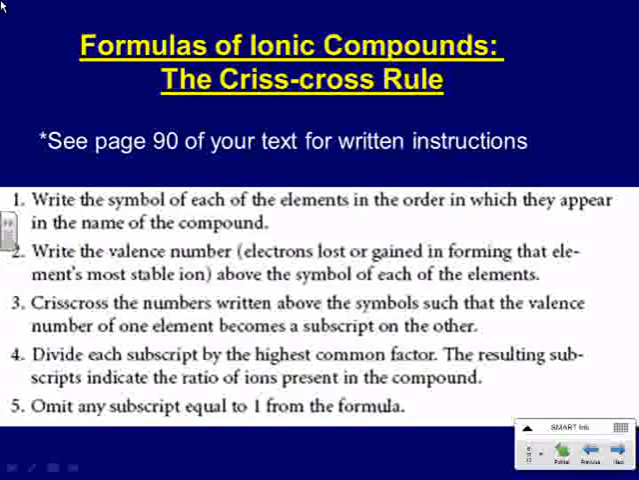Let's talk about determining the formulas. So formula of ionic compounds, whether you call it the crisscross rule or the crossover rule, do not write this all out. This is stuff you've done for years figuring out formulas. If you want to make a reference to your text, you can say see page 90, and it talks about writing the symbol, then write the oxidation state, then cross them over, then cancel out any common factors, bring it to the lowest common factor, write your formula, right? So this is not new.